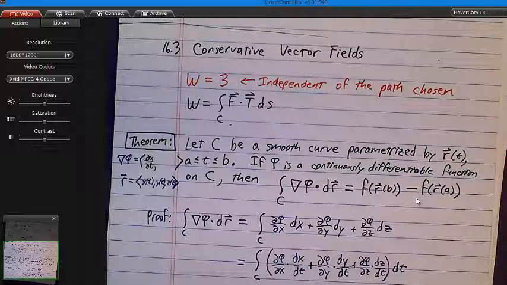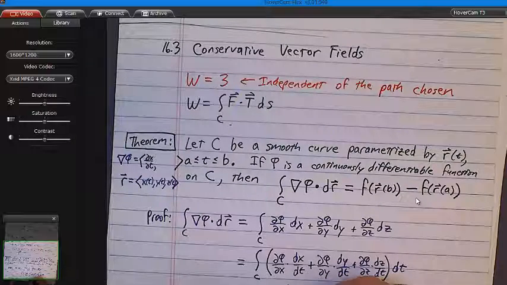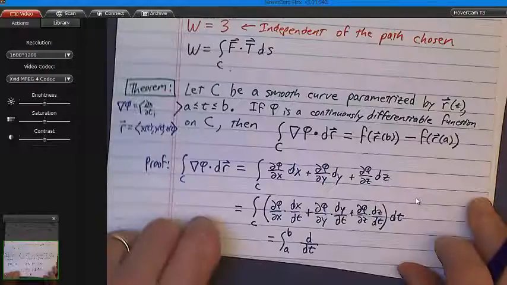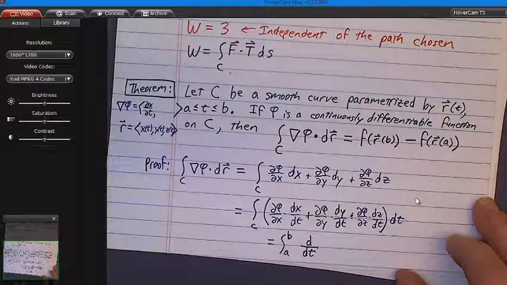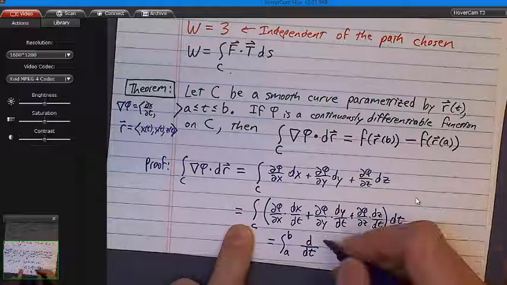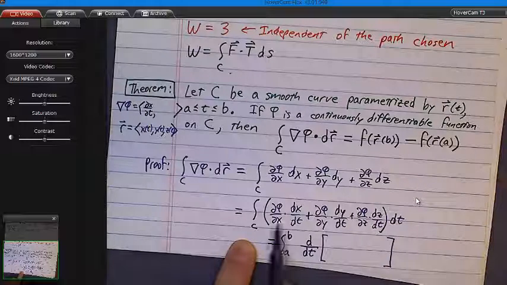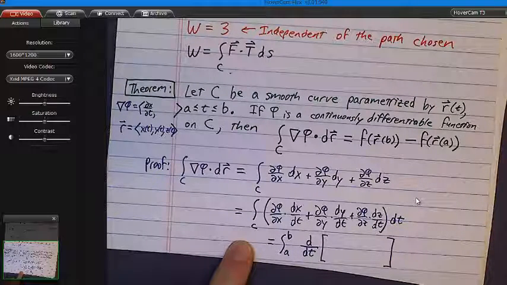But now what is this? So here's the big step. This is the integral from a to b, if I'm moving along the curve, of the derivative d dt of. So I claim that that thing in parentheses is something you've seen before.